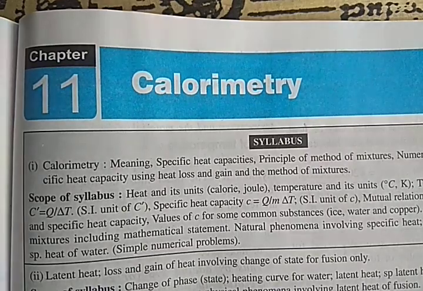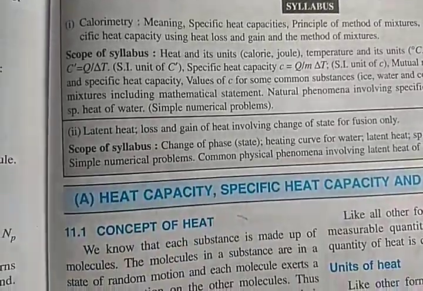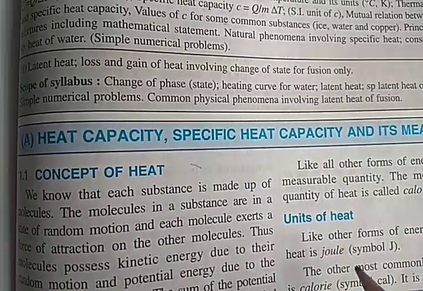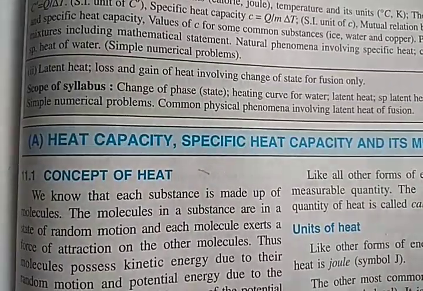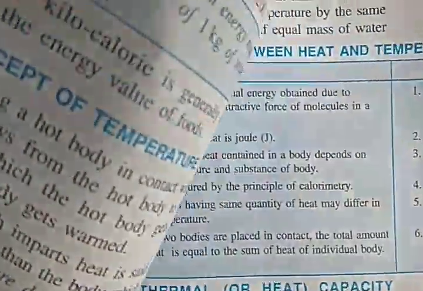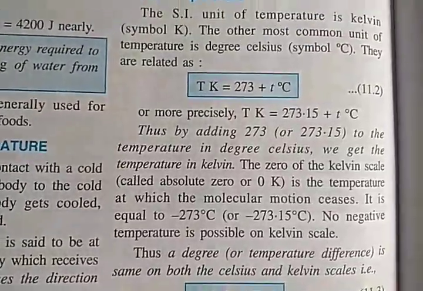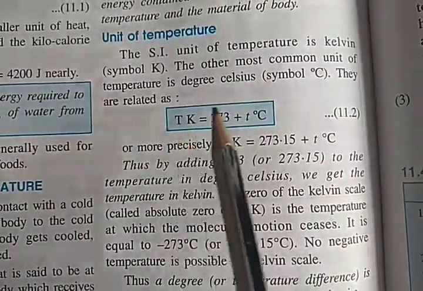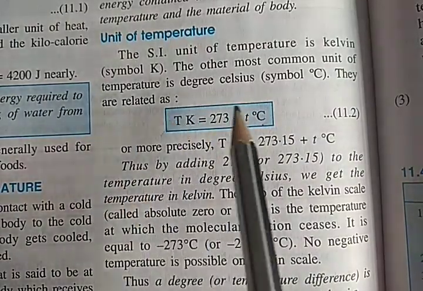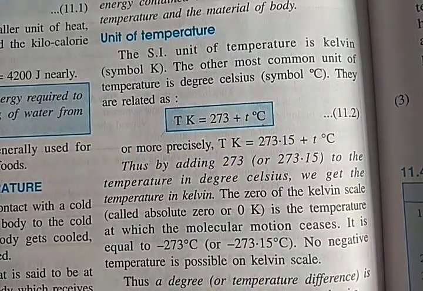Hello class 10. We are discussing the topic calorimetry, wherein we started with first of all the concept of heat. We discussed the units of heat, joule, calorie, their definitions, and then we looked at the concept of temperature, the units of temperature, Kelvin, Celsius, and Fahrenheit also. Basically here we are only going to talk about Kelvin and Celsius. This is the relationship between the two units.